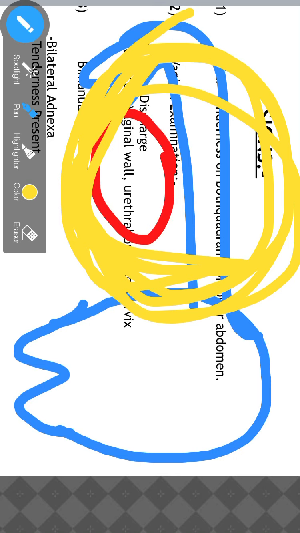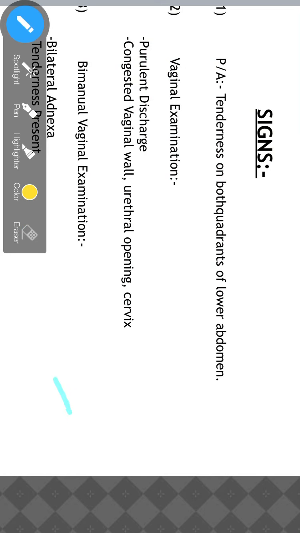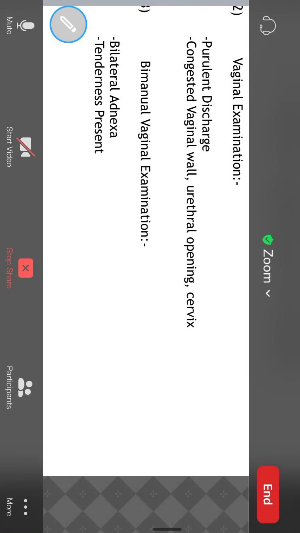So when you do the bimanual vaginal examination, you can feel tenderness in both fornices or both adnexa due to congestion and inflammation of the uterus, fallopian tubes and the ovaries. That is the main sign of PID. So there is bilateral adnexal tenderness present.